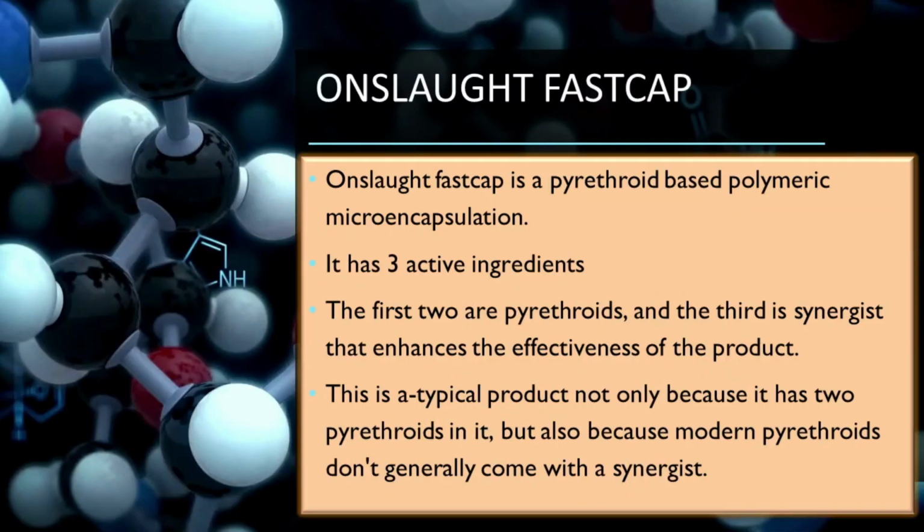Onslaught FastCap is a pyrethroid-based polymeric microencapsulation. It has 3 active ingredients. The first 2 are pyrethroids, and the third is a synergist that enhances the effectiveness of the product. This is a typical product not only because it has 2 pyrethroids in it, but also because modern pyrethroids don't generally come with a synergist.